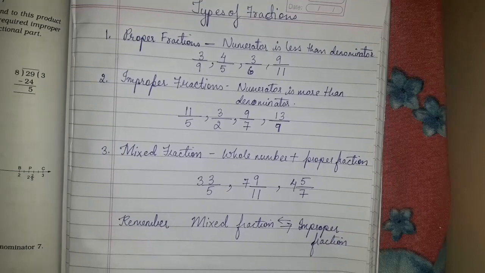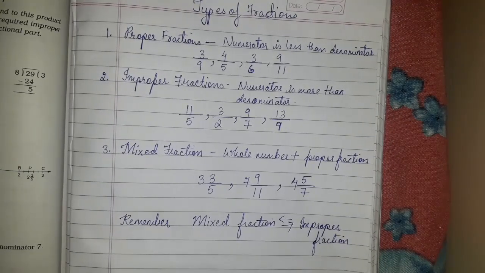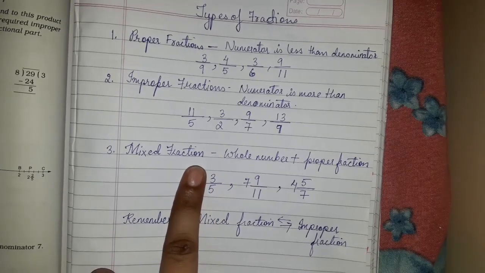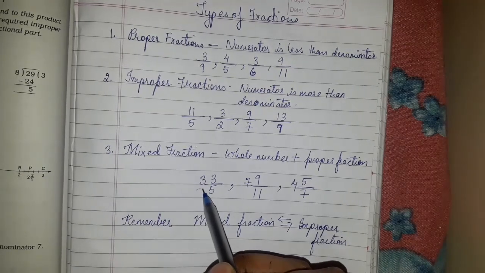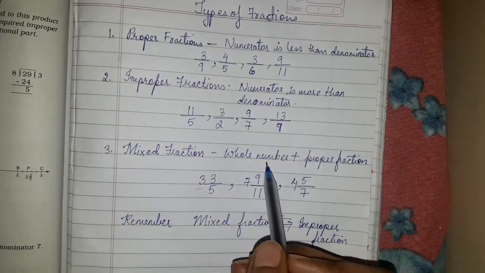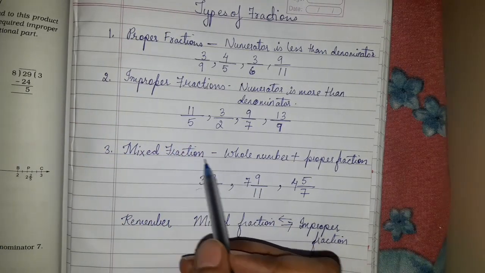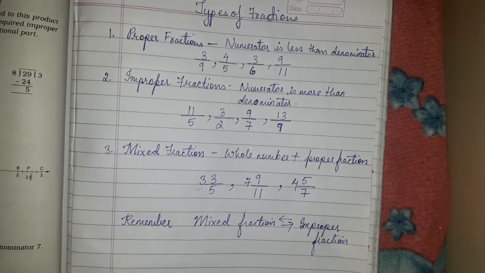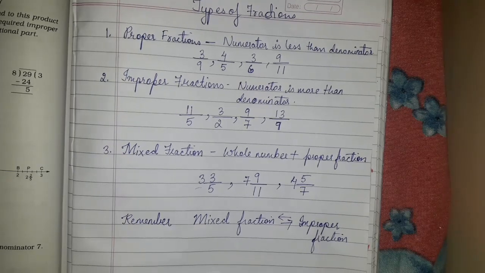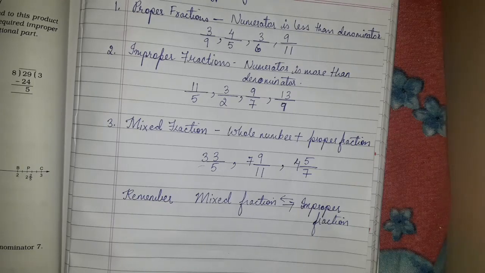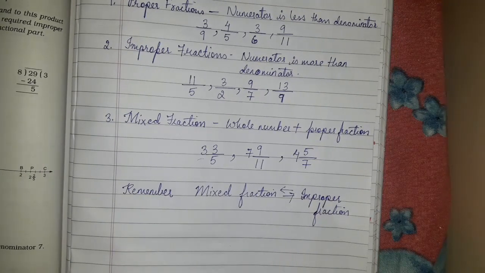Mixed fraction, you will see that a mixed fraction has two parts. First part, you will see it has a number, and second part it has a fraction also. So this part is called the integral part and this part is called the fractional part. So mixed fraction is a combination of a whole number plus a proper fraction. Now we should also know how to convert a mixed fraction into an improper fraction or a simple fraction. And then I'll tell you why it is called improper fraction.